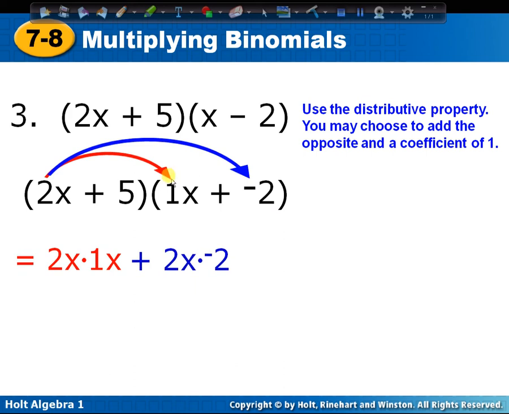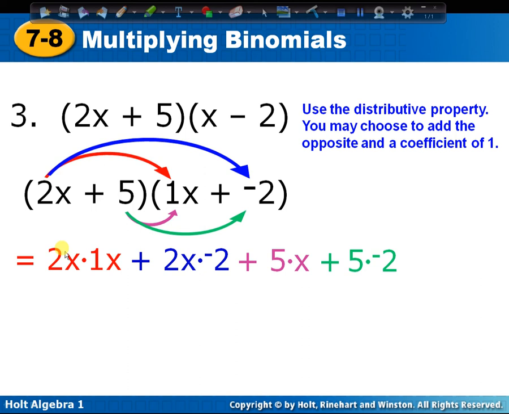Now that we're done with the 2x, we're going to move on to the 5, and we're going to multiply it by everything in the second set of parentheses. So we're going to say plus 5 times 1x, and then we're going to say plus 5 times negative 2. So we're going to multiply each of these out.